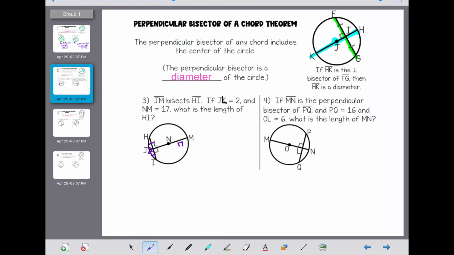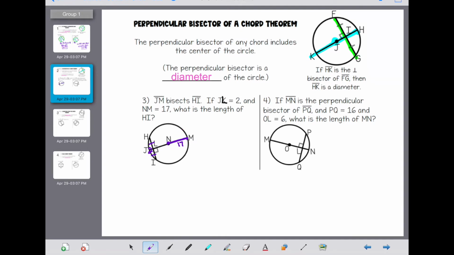So it seems like we don't have enough information to go on right now. We have the 2, which is just this tiny little piece of that diameter. It doesn't do a whole lot for us. And we have that MN is 17. So remember that if we're only going from the center to the edge of the circle, we have a radius. And any other line in that circle that went from the center to the edge would also be a radius.